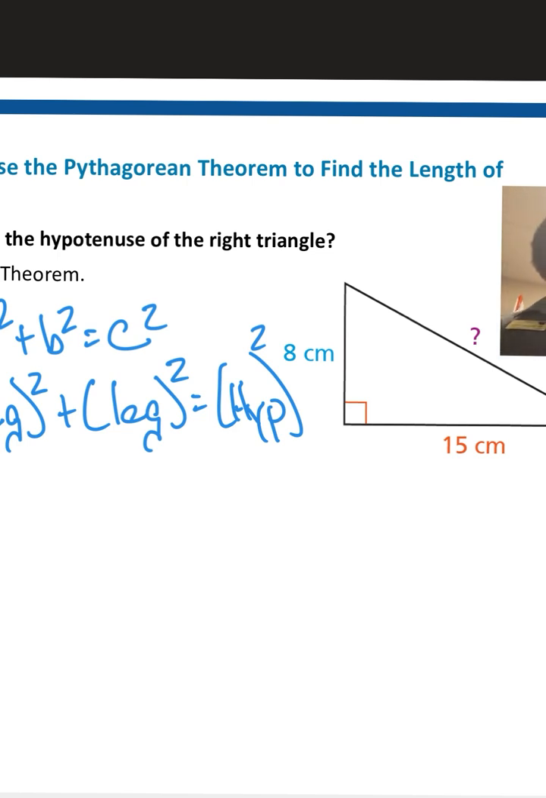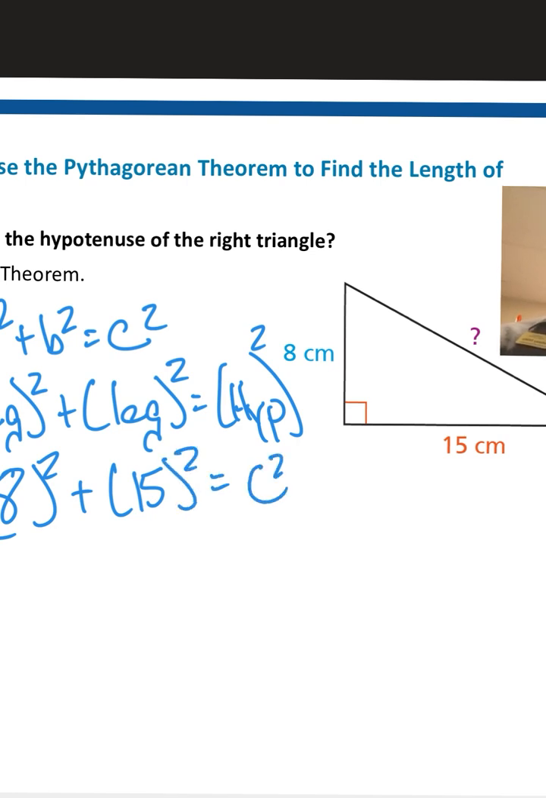Liam, what should my legs be? Okay, so 8 squared plus 15 squared equals c squared. All right, so why did you use c? Because that's an unknown. Very good, very good. Okay, so help me out.